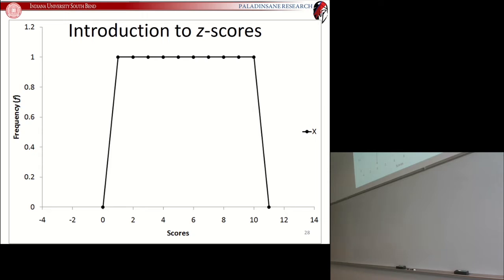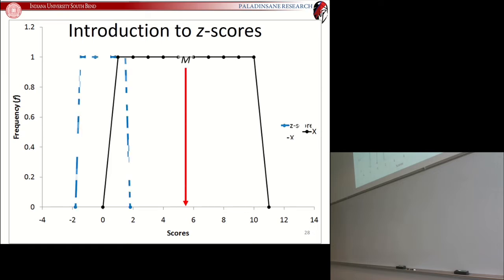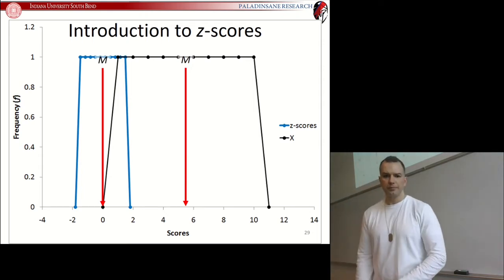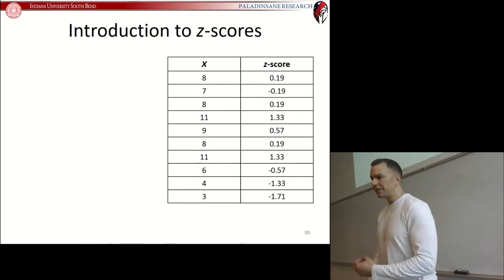So again, we have these raw scores here, this distribution. There's the mean. If we transform it into a z-score, it will move the entire distribution so that the mean is now equal to 0. And it'll squeeze it down so that the standard deviation is equal to 1. So that's what a z-score does.